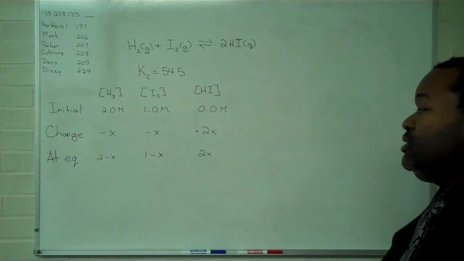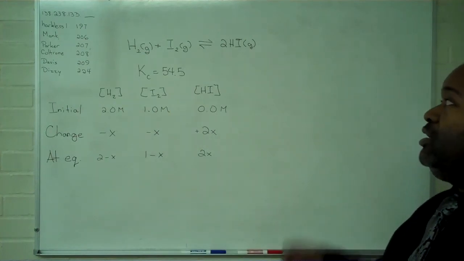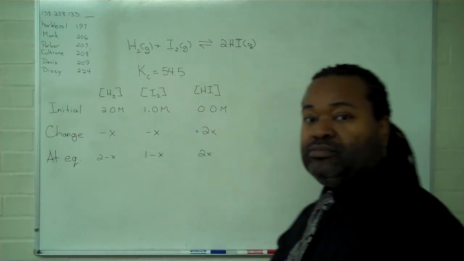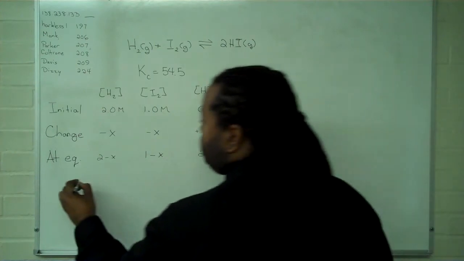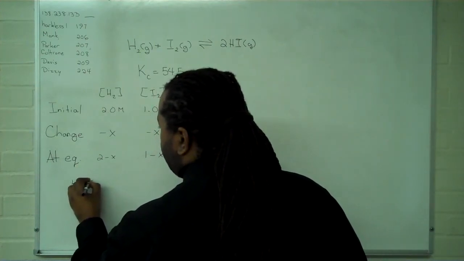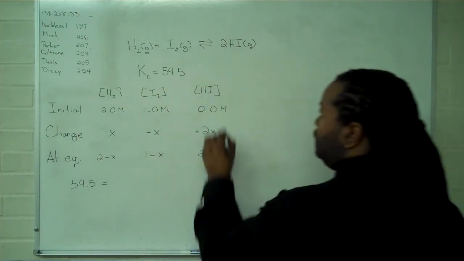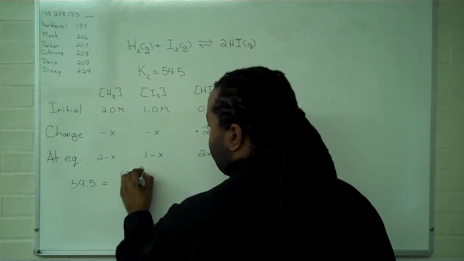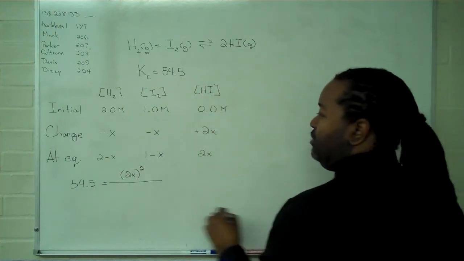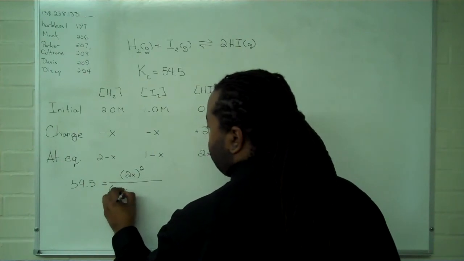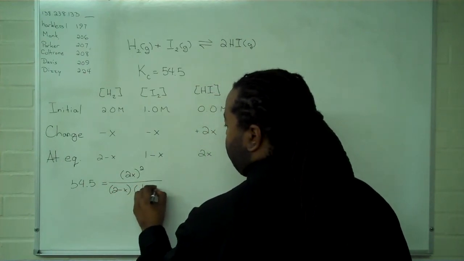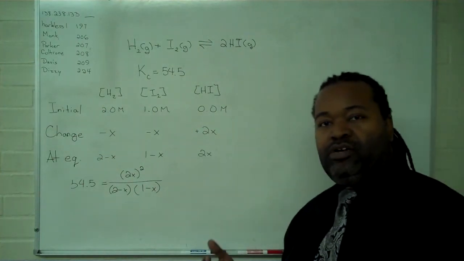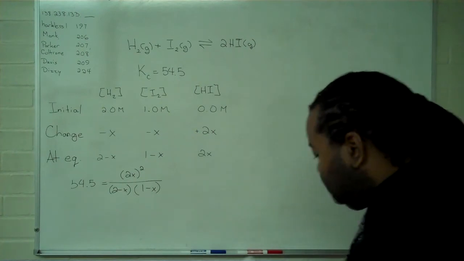So we can now substitute these dummy values into our equilibrium constant expression, set that equal to the true value of it, and solve the resulting equation. So we will have 54.5 equal to, we take the square of our hydrogen iodide, so 2x squared, and we divide by the concentrations of hydrogen and iodine. So multiplying through and solving this will result in a quadratic equation.